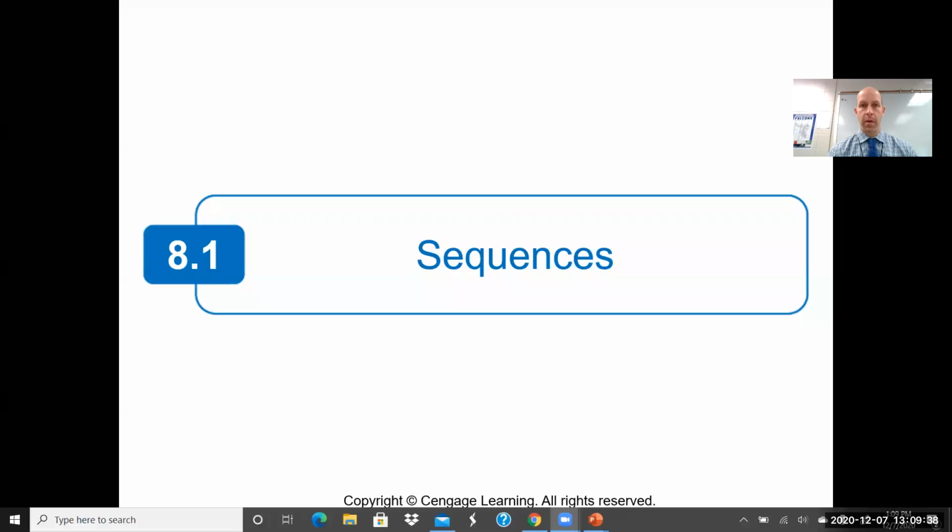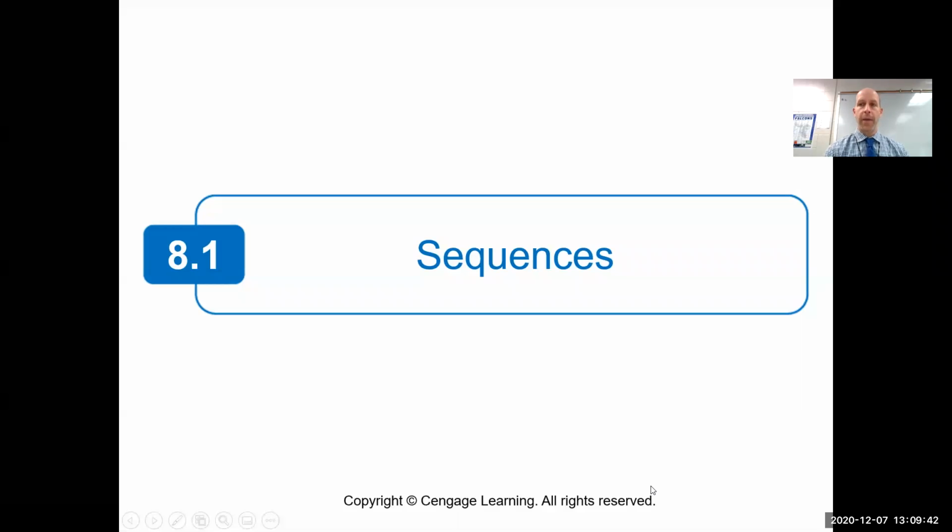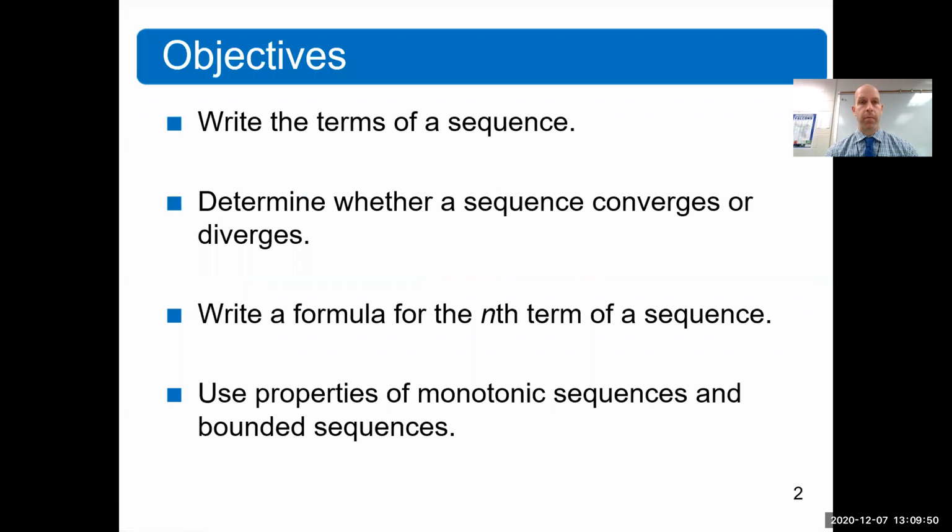Today we are going to look at section 8.1. We're going to start our chapter 8 material, which is on infinite series actually, but we're going to start with sequences. We would like to be able to write the terms of a sequence. We'd like to determine whether a sequence converges or what we call diverges. We want to be able to write a formula for the nth term of a sequence and use properties of monotonic sequences.